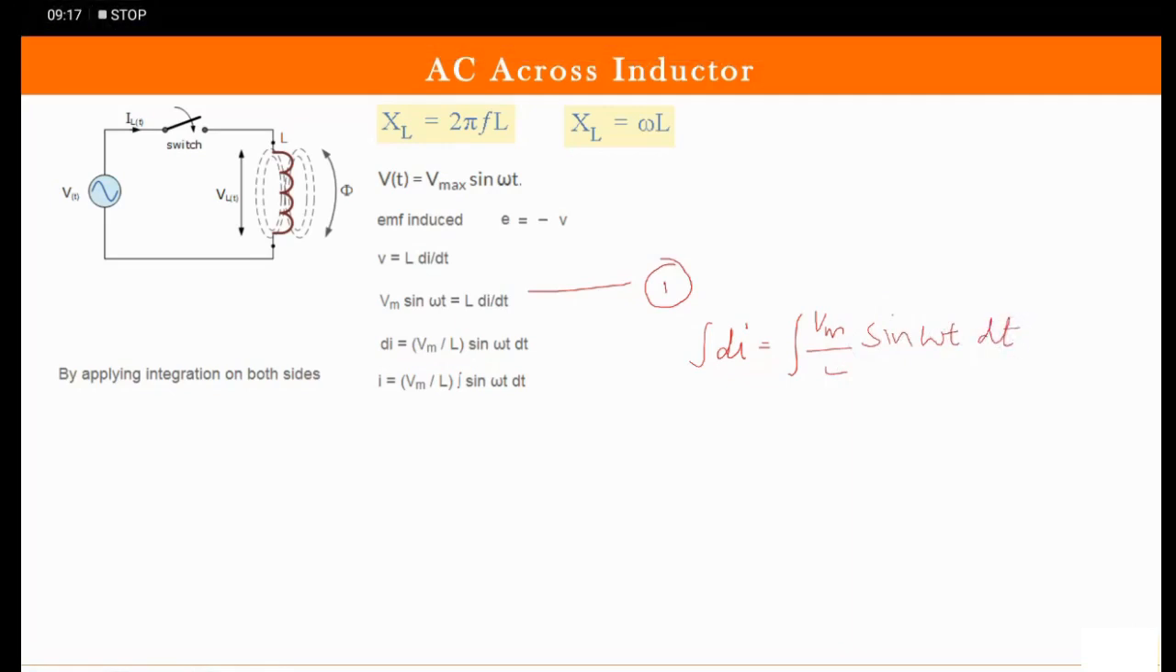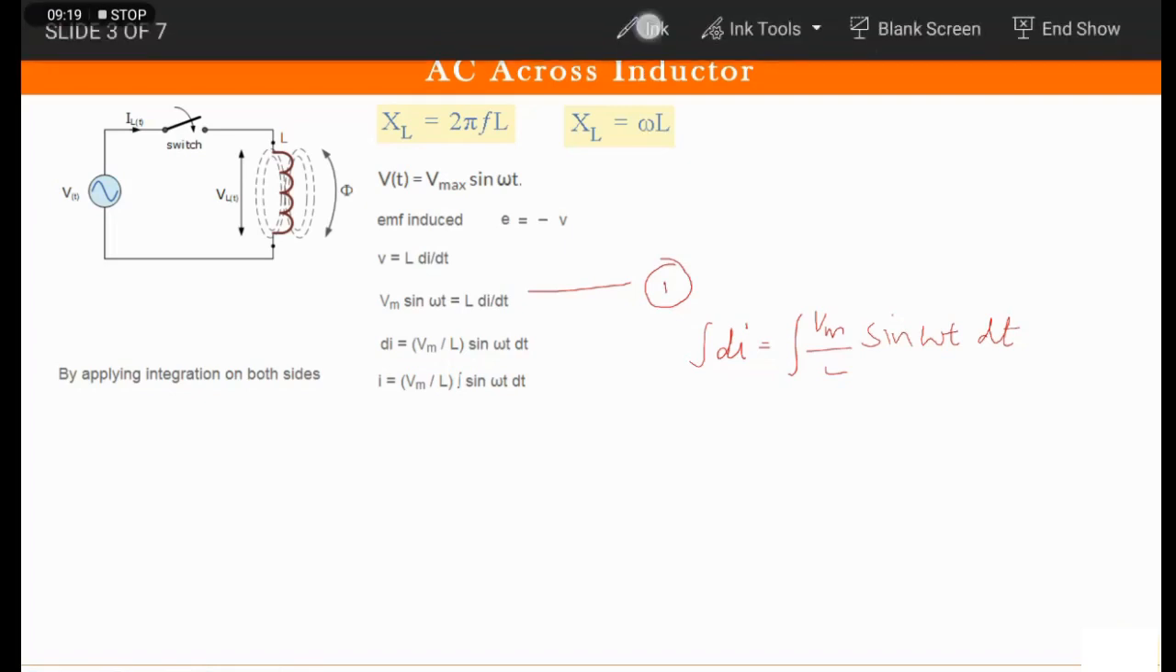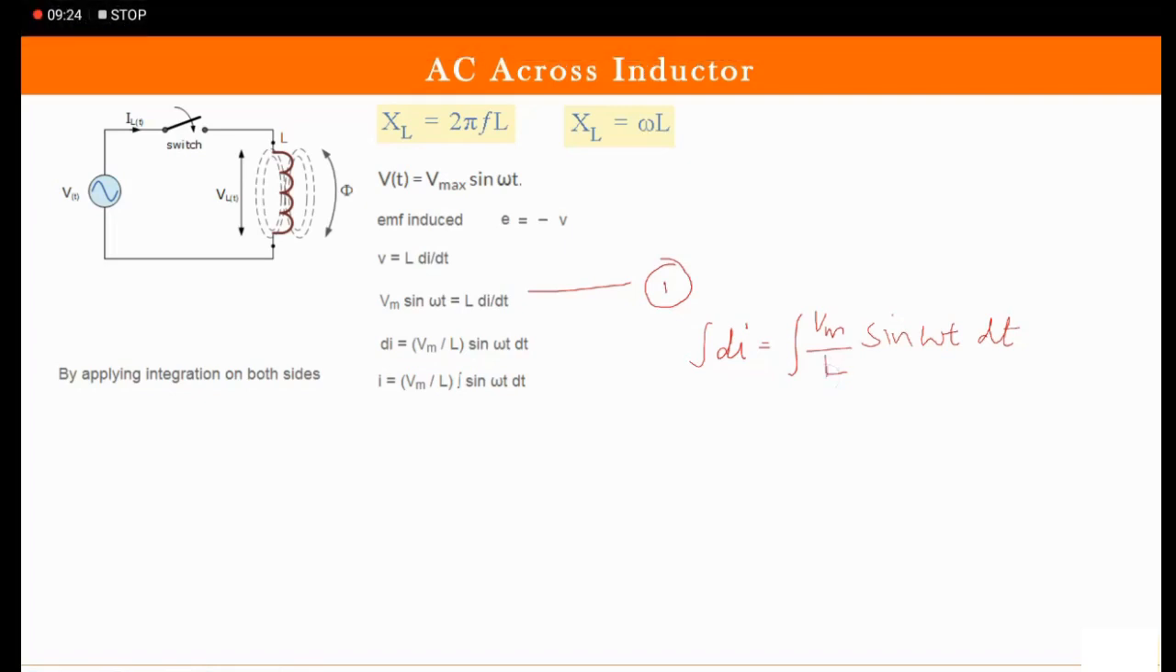Fine. So Vm upon L is constant, so we will take it outside the integration sign and we get the integration of sine omega t dt. So what is the integration of sine omega t? It is minus cos omega t. And again I have told you earlier, now here we do not have t, we have omega t, right?